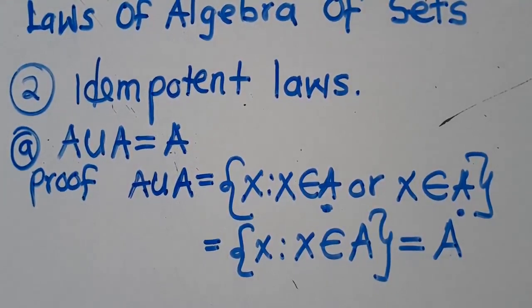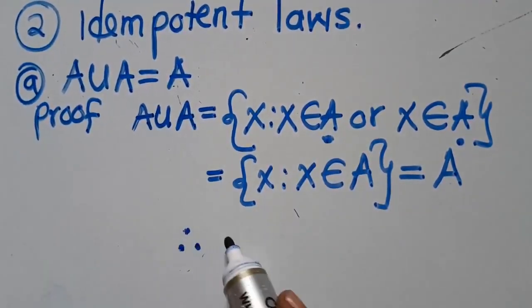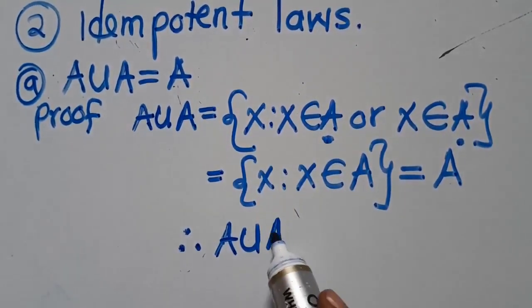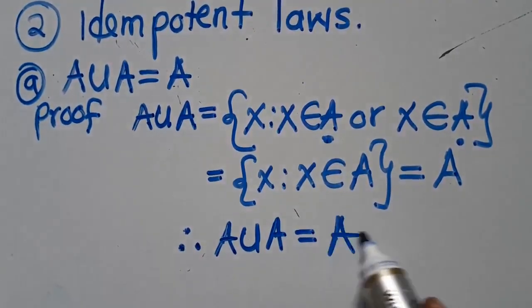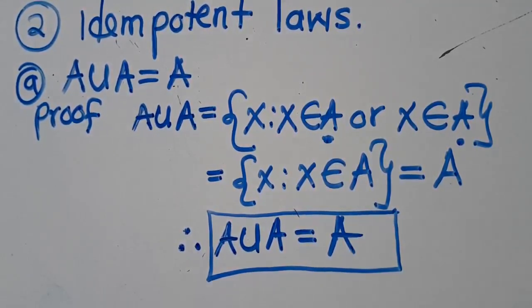So this is how you need to prove this one. This is the procedure you need to follow. This is how we prove this one, where you say that therefore A union A is equal to A. We've proven this one. So each law has got two properties that are there. So now we move to the next one.